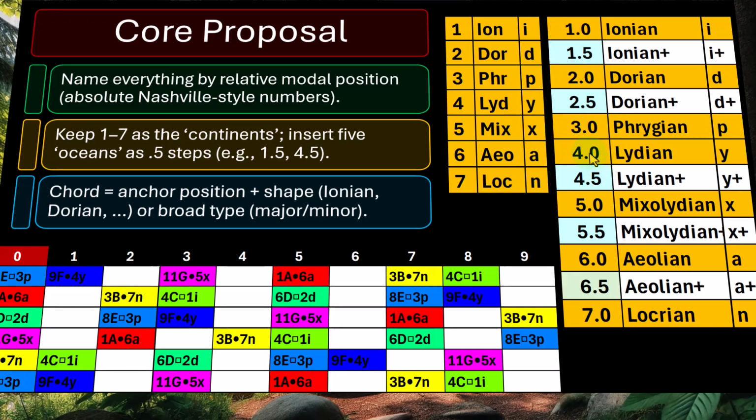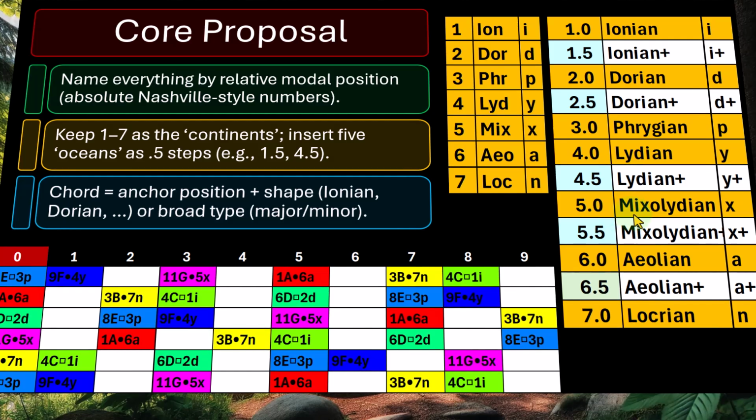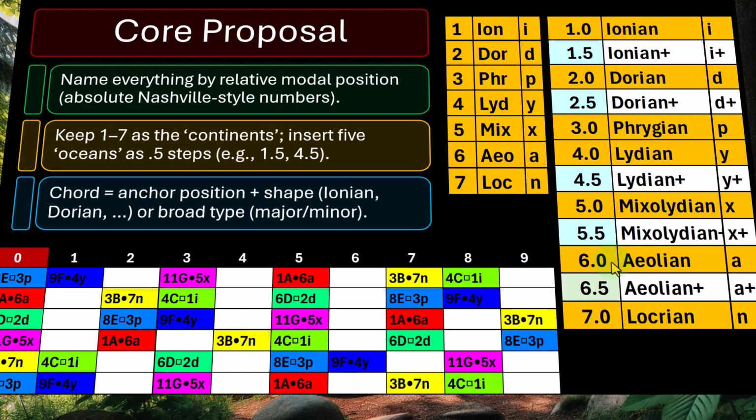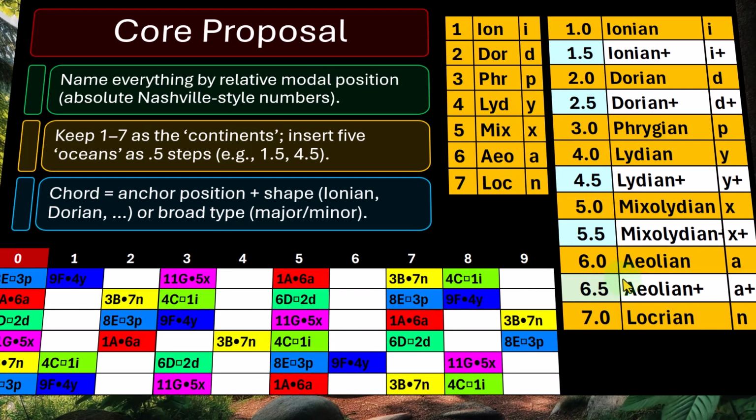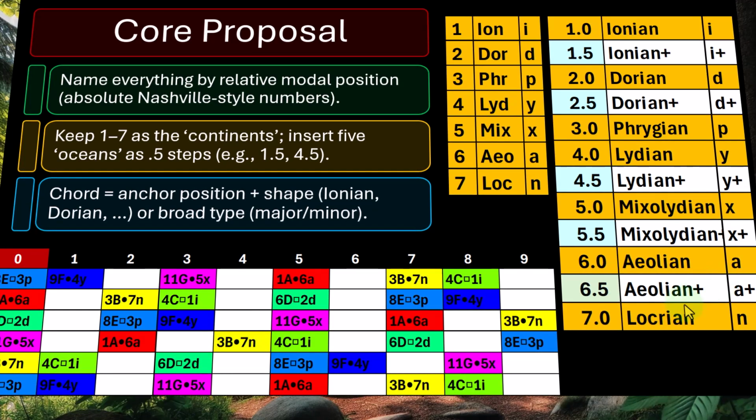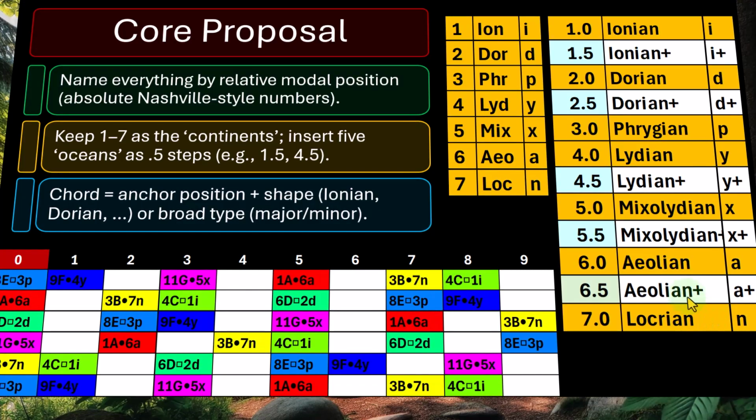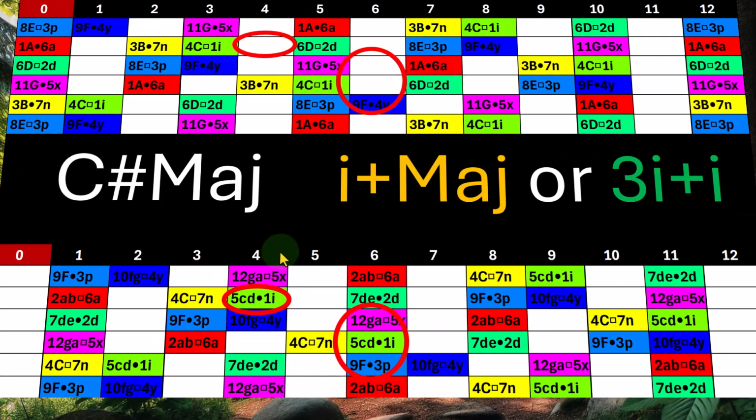And so then we have the Lydian, and then the Lydian Ocean, 4.5, Lydian plus, which I'm labeling with a Y instead of an L, so it doesn't look like a 1. And then we've got the 5, which is Mixolydian, and then 5.5, which is Mixolydian Ocean or Mixolydian plus, which I'm labeling with an X instead of an M, so it doesn't get major or minor confused. 6 is Aeolian, and then 6.5, Aeolian Ocean or A plus, and then 7, which is Locrian, which I'm saying is an N, so that we don't have two L's and so on. So that's going to be the idea.